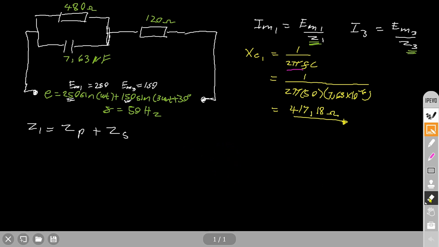So now, guys, after finding your XC1, let's calculate our Z parallel. Our Z parallel, remember, is equal to R times XC1 over R plus the reactance of C1. So this is how you're going to get your Z parallel.